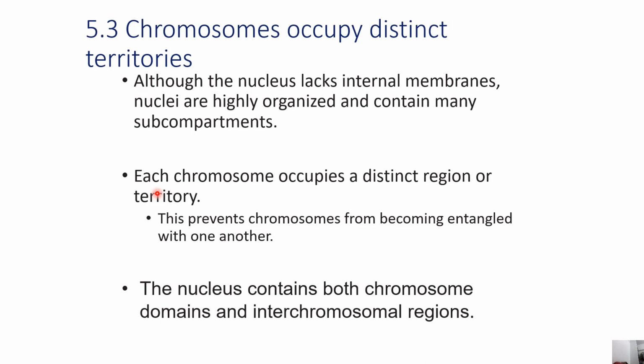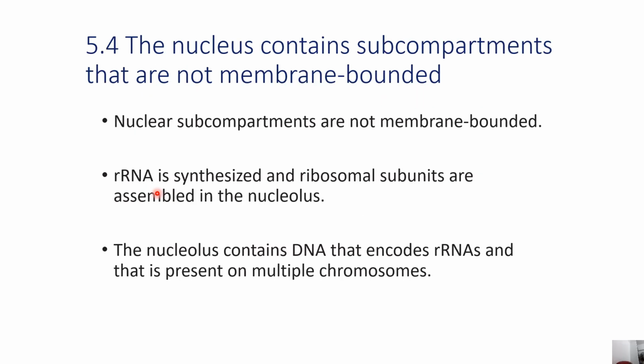Now, chromosomes occupy distinct territories. Although the nucleus lacks internal membranes, nuclei are highly organized and contain many subcompartments. Each chromosome occupies a distinct region or territory. This prevents chromosomes from becoming entangled with one another. So, the nucleus contains both chromosome domains and interchromosomal regions.